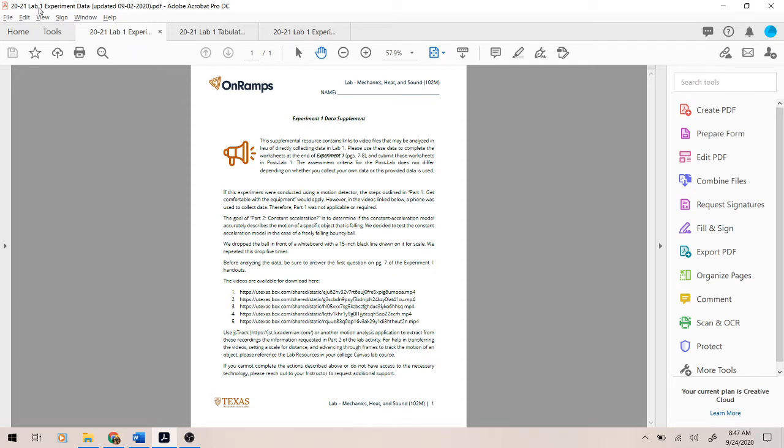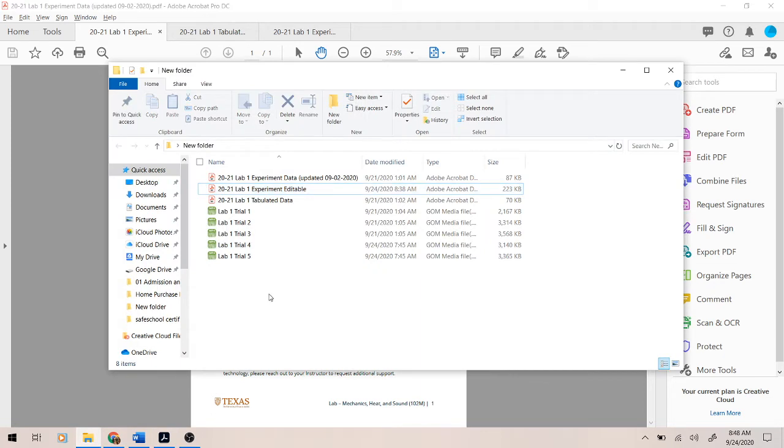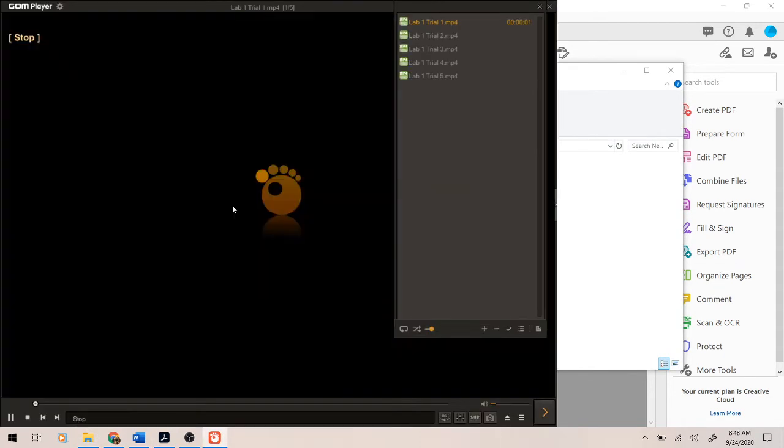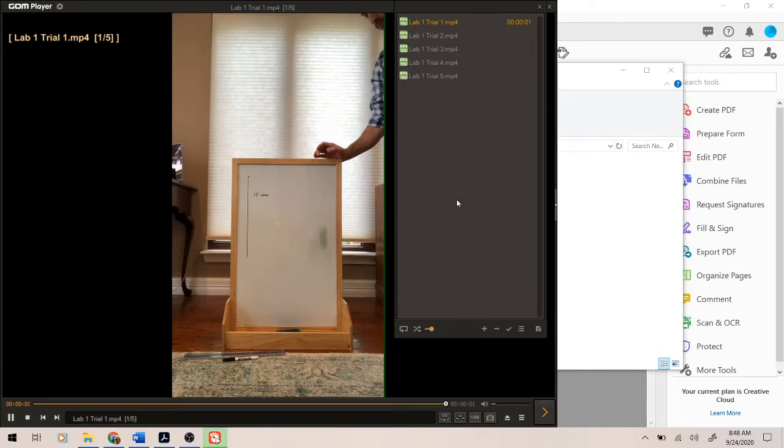Which paper is this? This is the Lab 1 experiment data. If you look at this experiment data paper, you're going to see 5 videos. Once you click on it, it's going to basically download the video to your computer. And here are the 5 videos. Let me play those for you. They're pretty short videos. As you can see, a guy is basically dropping a bouncing ball from a certain height.